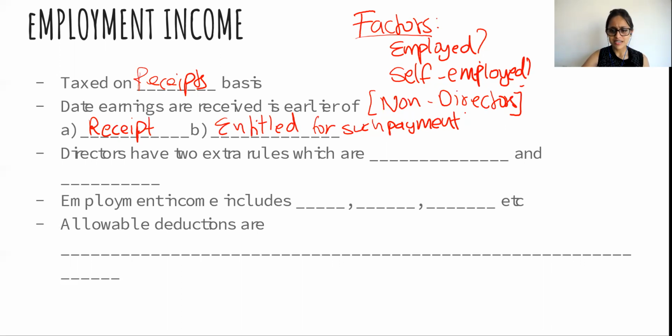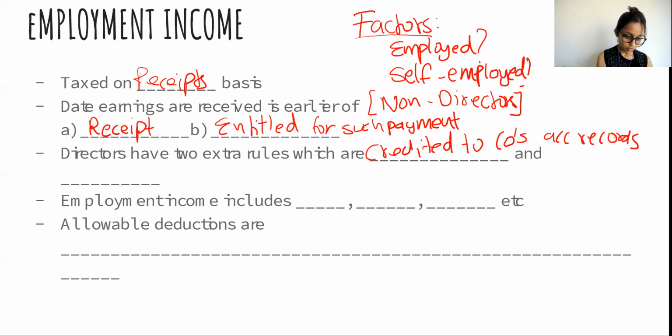Then, in the case of directors, there are a total of 4 rules. The earlier of 4 dates gives you the receipt date for directors. What are the 4 dates? First is the actual receipt, the actual payment date. Second is the date when you get entitlement to such a payment. Third is when it is credited to the company's accounting records. Then the fourth date is the date of determination.